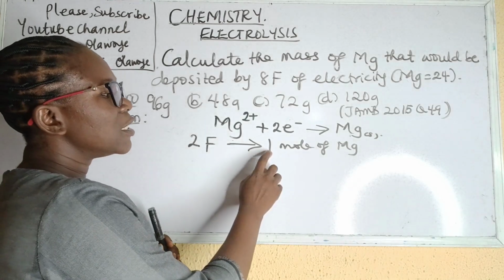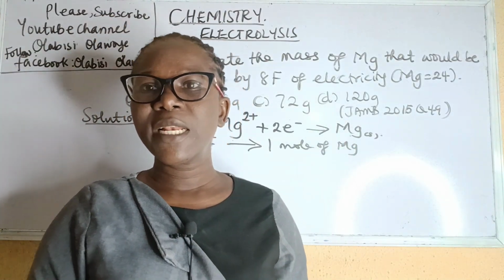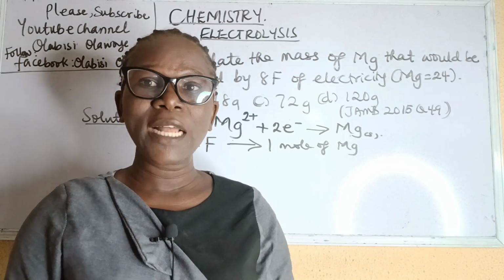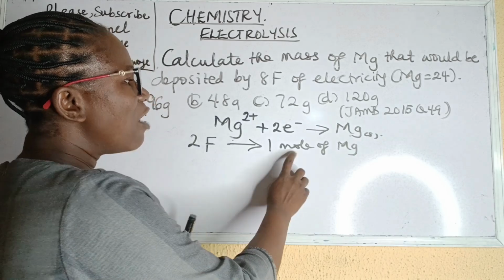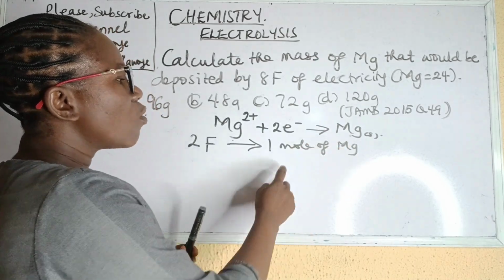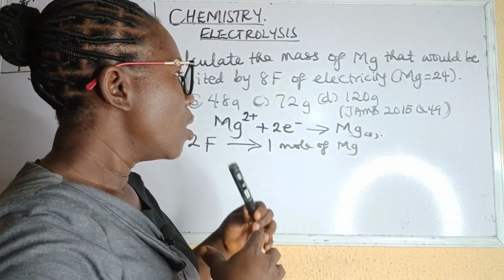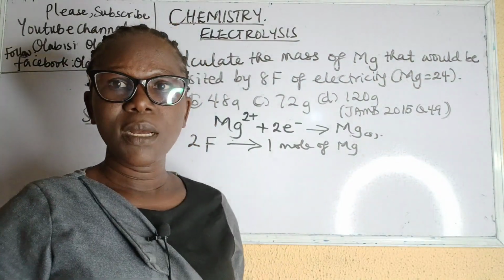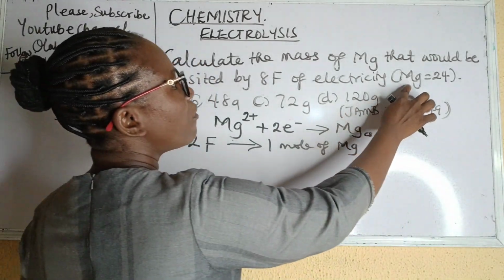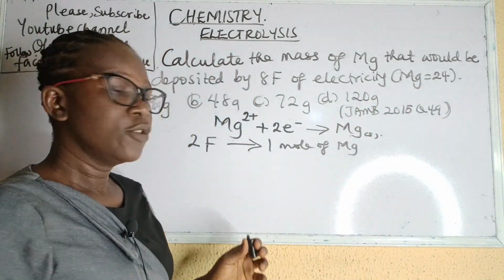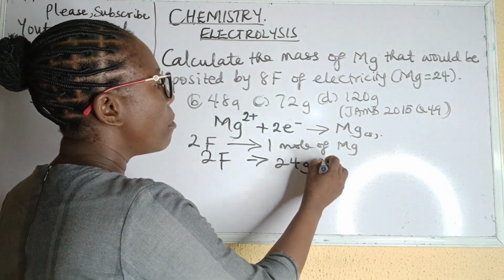So 2 Faradays produces 1 mole of magnesium. Please take note of this. 1 mole of an element is equivalent or equal to its atomic mass or mass number. So since magnesium is in form of mass and we have 1 mole from this equation, we have to convert this 1 mole of magnesium to its molar mass or atomic mass. So 1 mole of an element is its atomic mass, and the atomic mass of magnesium has been given as 24. So here we have 2 Faradays producing 24 grams of magnesium.